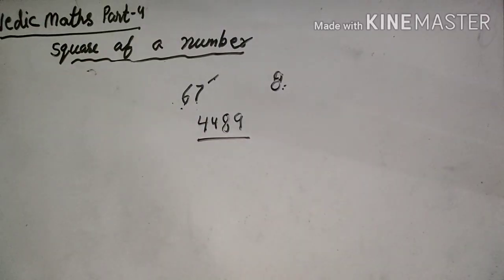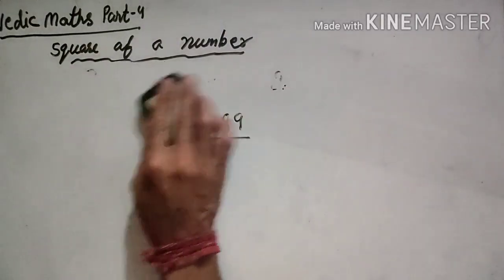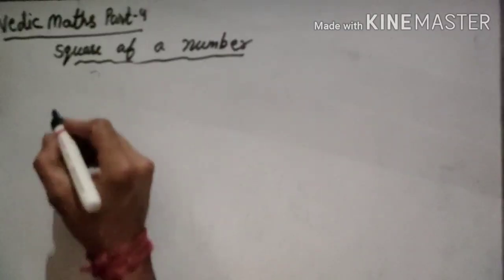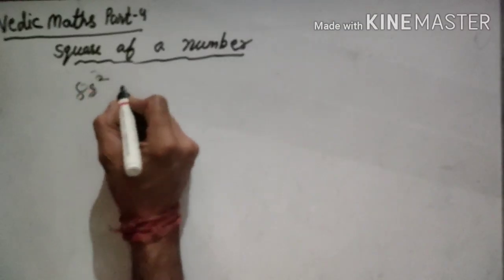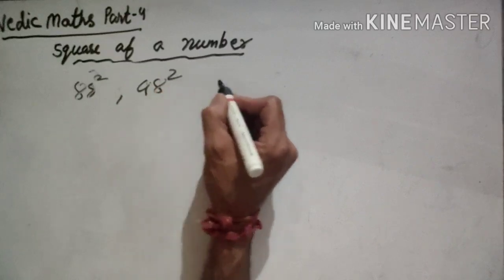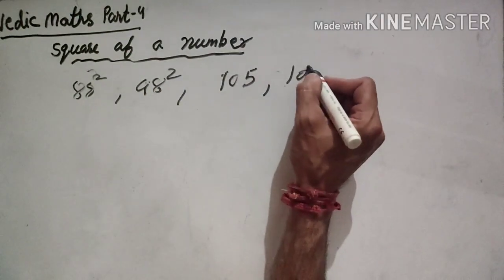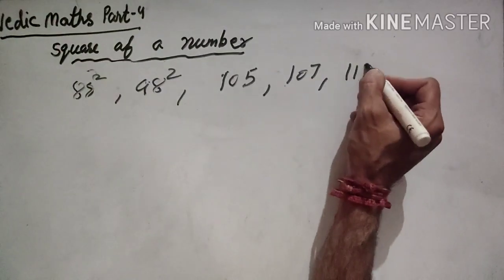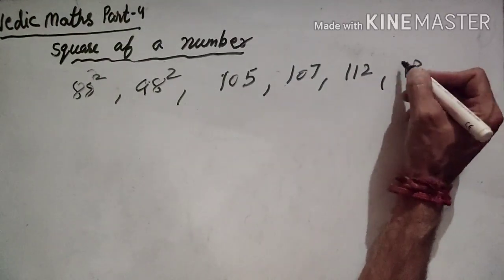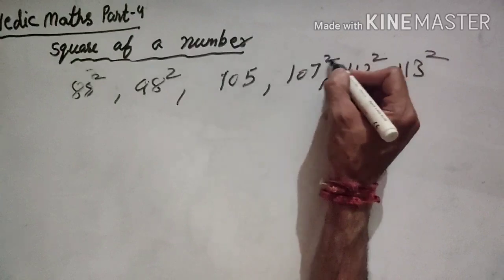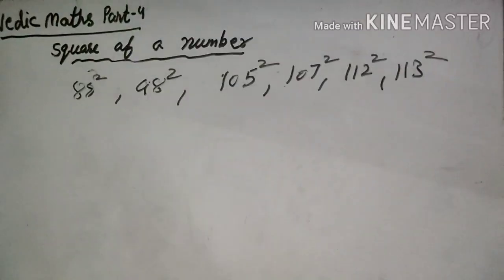Now you can practice these questions. Square of 88, square of 98, square of 105, 112, 107, 113, any 3-digit number near to 100 and 2-digit number less than 100. You can square and practice at your home.